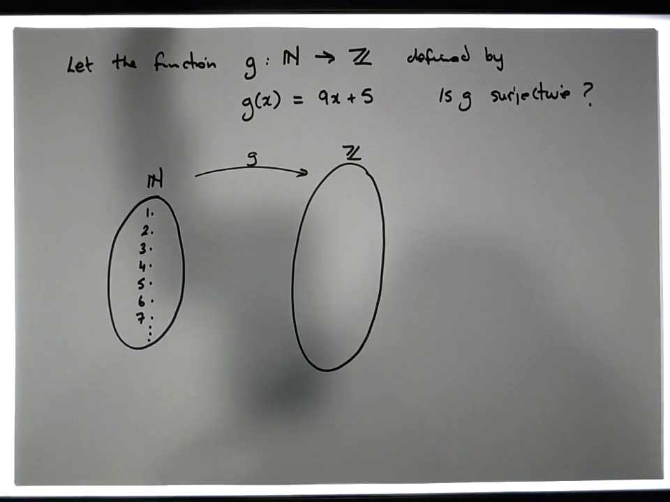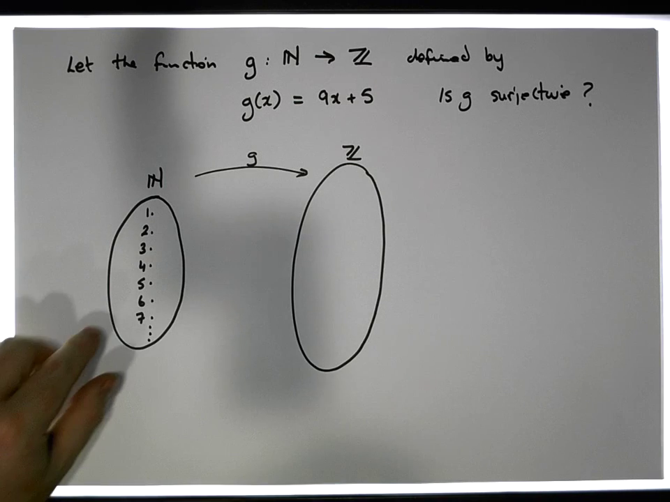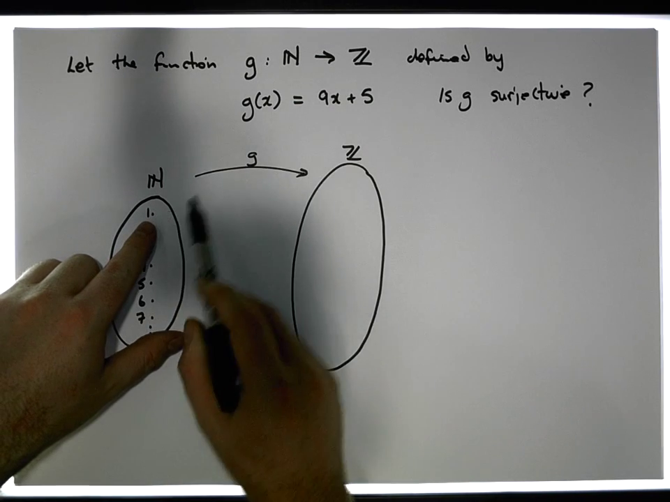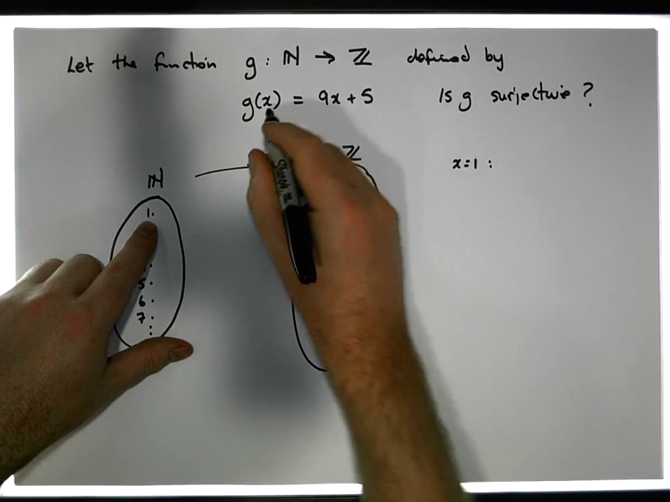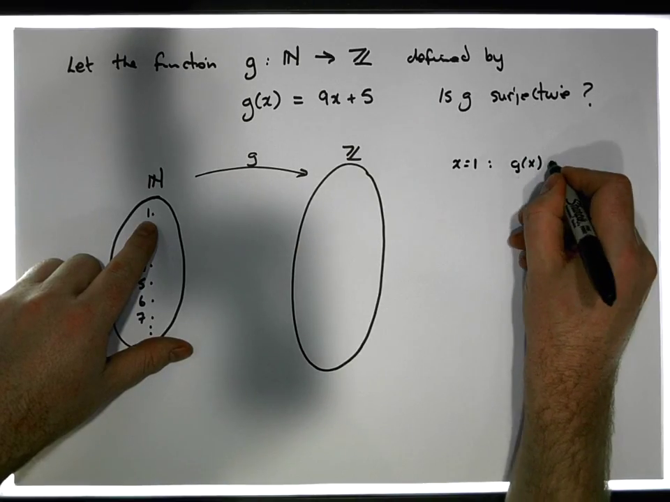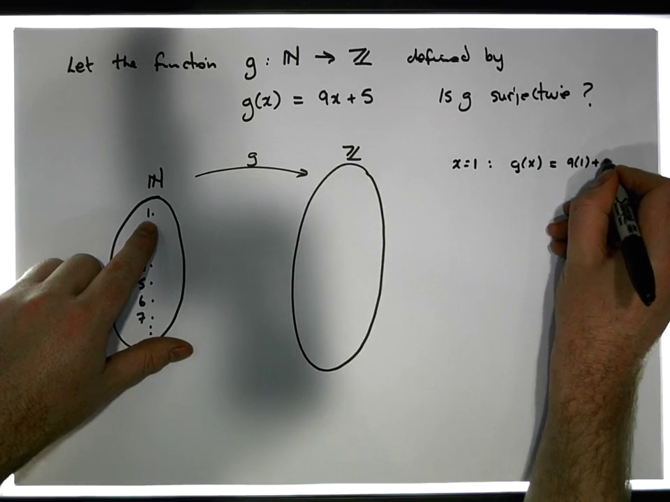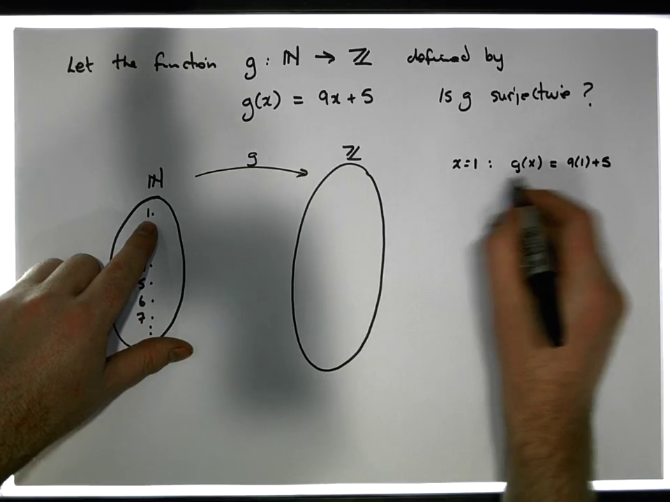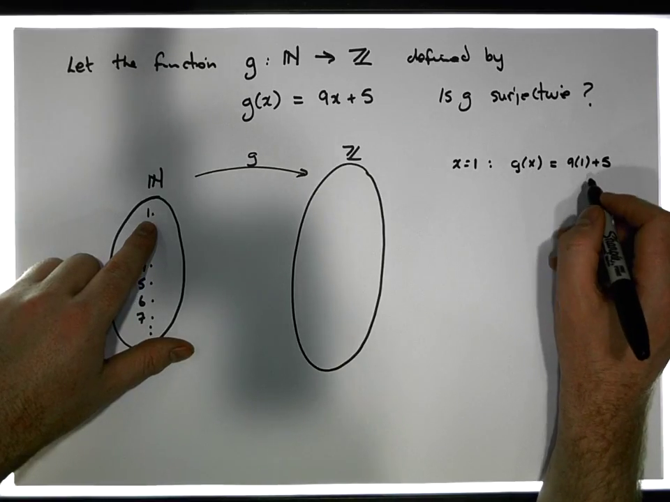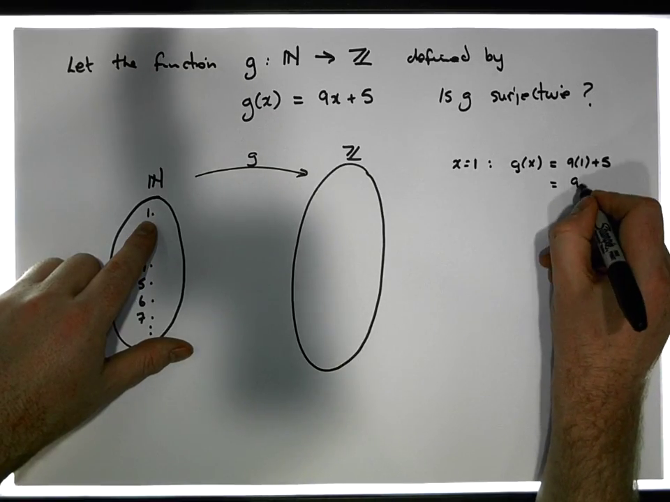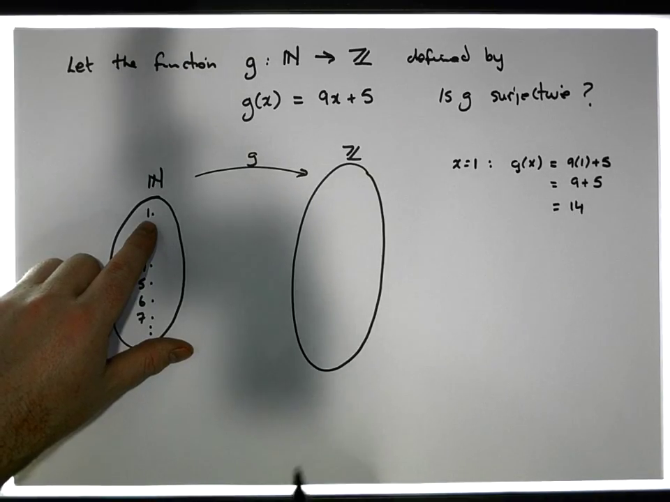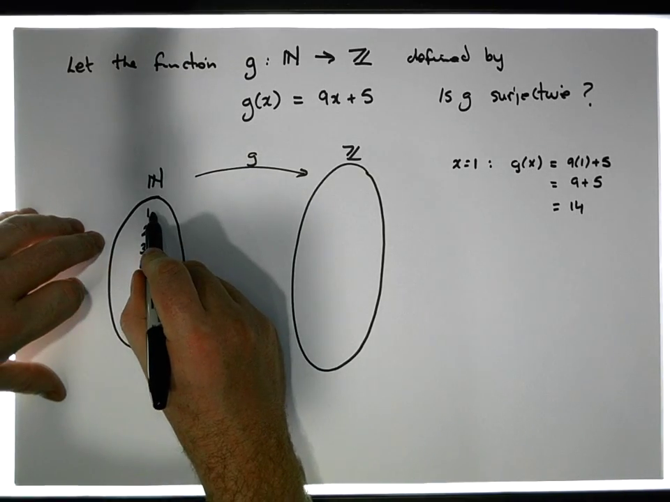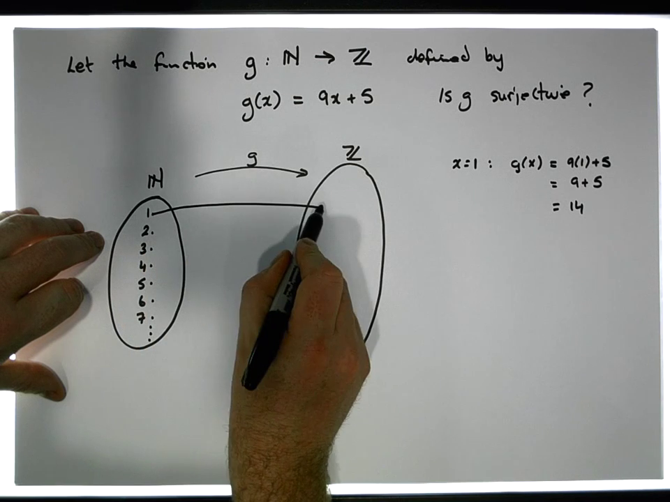Okay, well let's think about this here. So when x is equal to 1, we have g of x is equal to 9 times 1 plus 5, which gives us 9 plus 5, which is equal to 14. So we know that 1 is taken to 14.